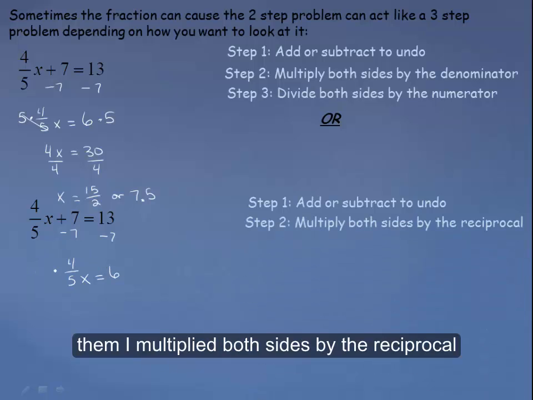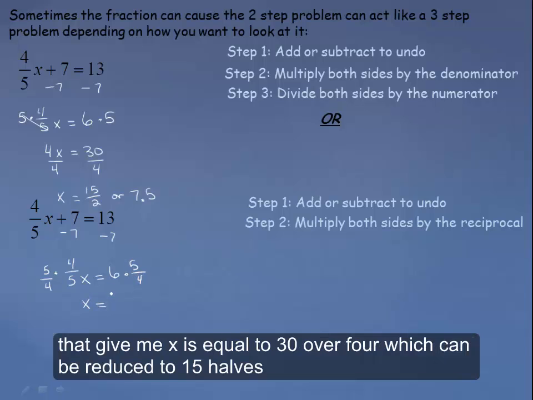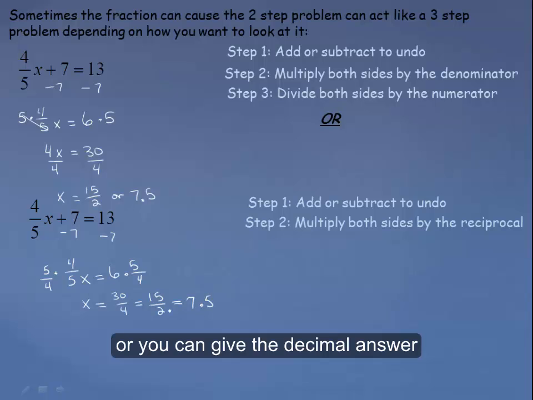Then I multiply both sides by the reciprocal. That will give me x is equal to 30 over 4, which can be reduced to 15/2, or you can give the decimal answer.